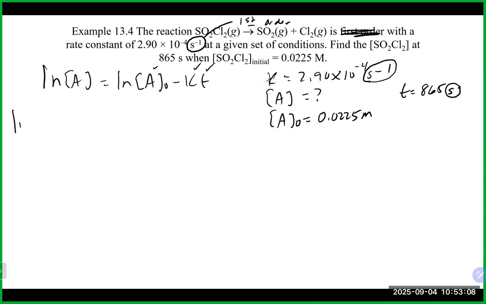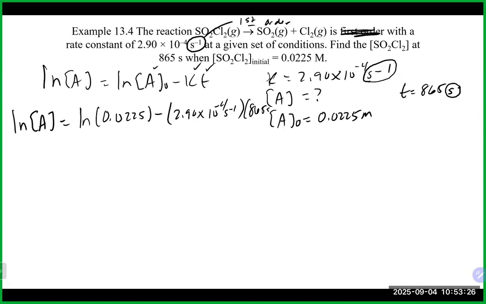So we could go in here, natural log of A, natural log of 0.0225 minus our 2.90 times 10 to the minus 4 reciprocal seconds, and I'll try to squeeze it in there, 865 seconds. Cleaning up everything on the right-hand side, I'm going to go natural log of 0.0225 minus 2.9 times 10 to the minus 4 times 865. That's going to give me the natural log of A is equal to minus 4.0450997 if you don't do any rounding.